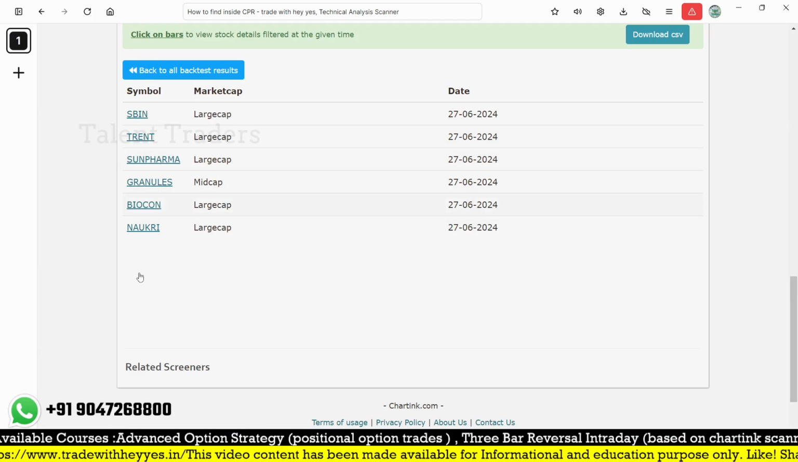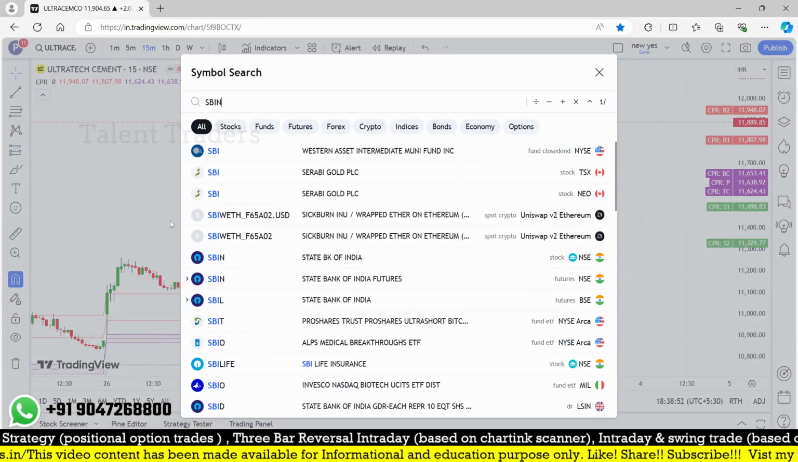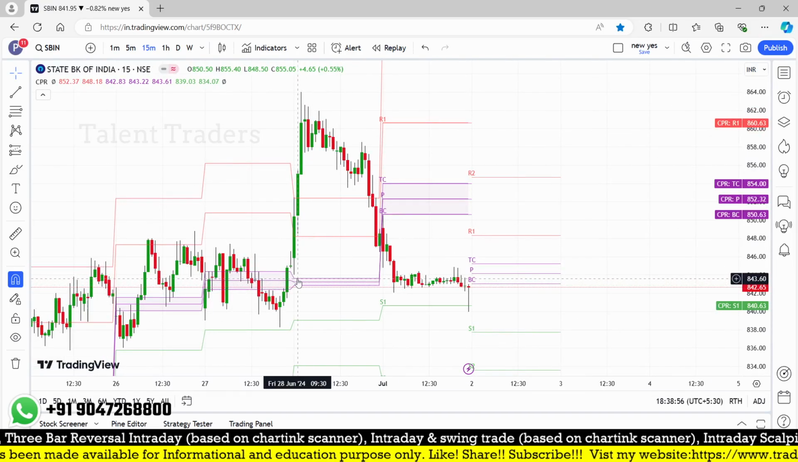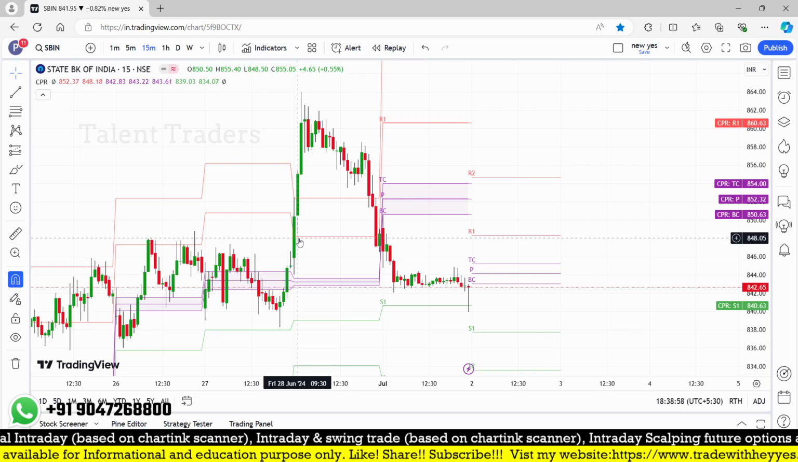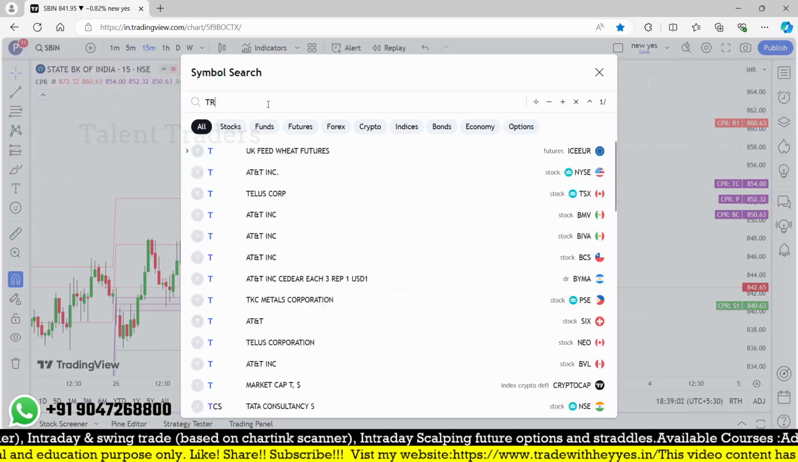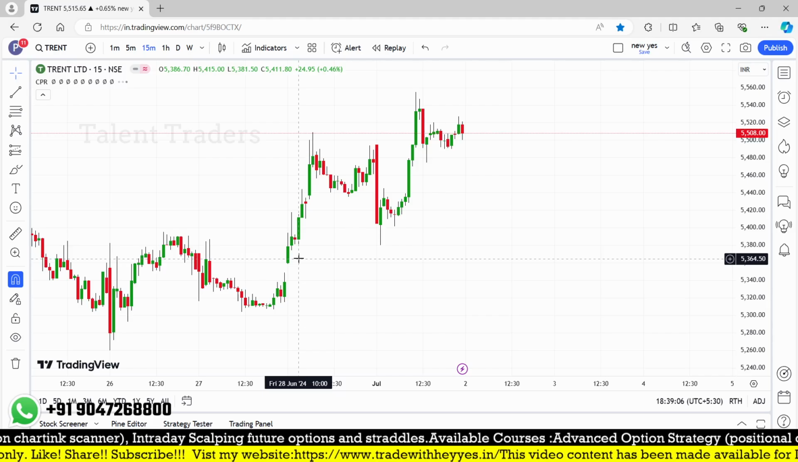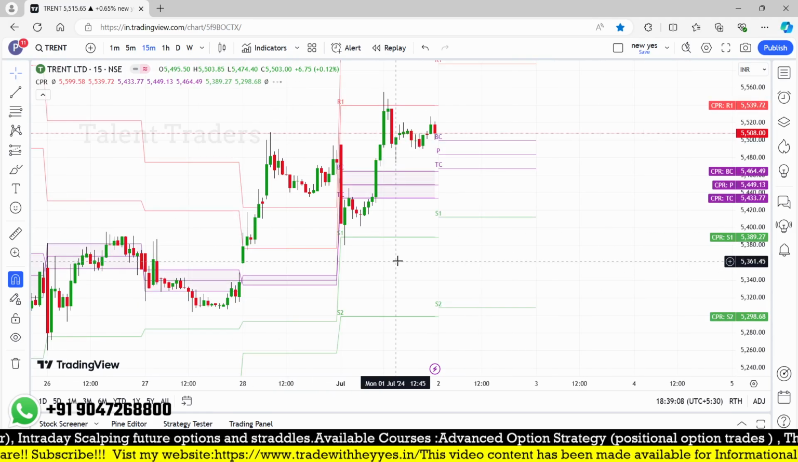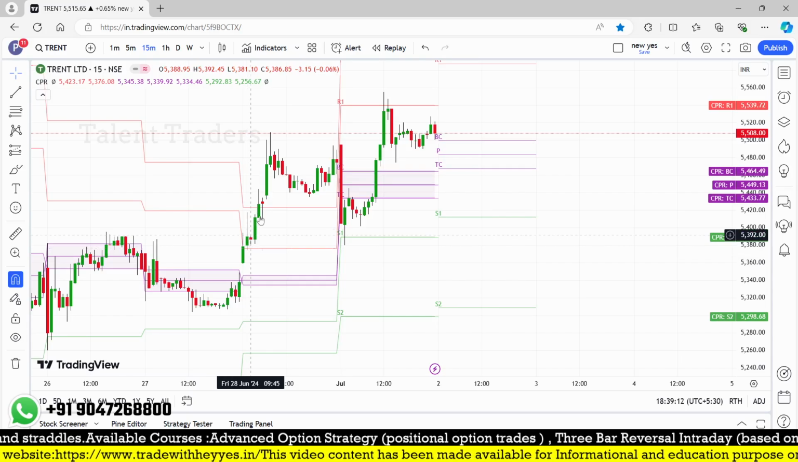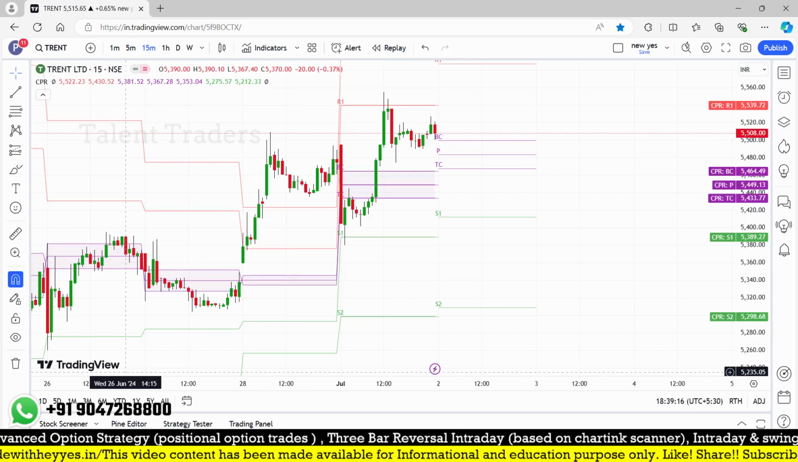And this is for the 28th: SBIN, Trent, Sun Pharma. Let me check SBIN. 28th here, so that is giving you in the first candle itself the breakout on R1, and it was giving you a good move, and some of the stocks like Trent. So one day prior we will find the stocks for a breakout. So R1 here, opening itself on R1, so 537, and it went up to a maximum of 5500, and that's a good move.